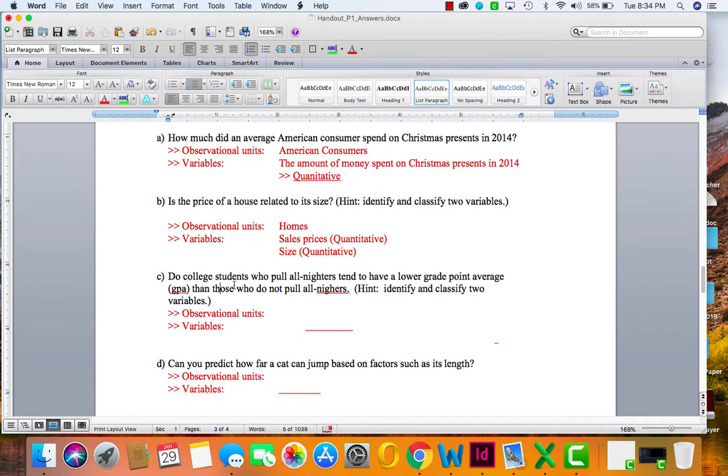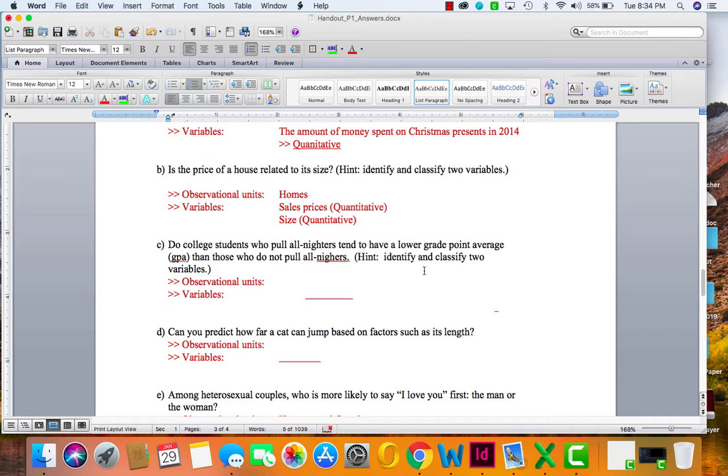Part C, do college students who pull all-nighters tend to have a lower grade point average than those who do not pull all-nighters? Hint, identify and classify two variables as well. So here, what are the observational units? Again, think of the who, what is giving us data. So in this case, we're gathering data from college students. So the observational units will be the college students.